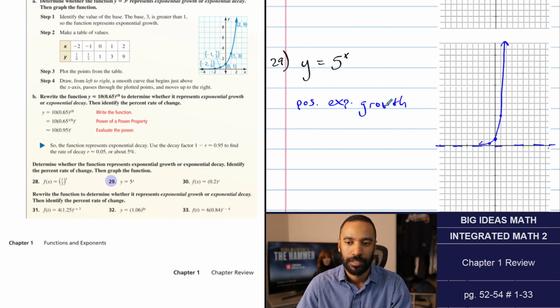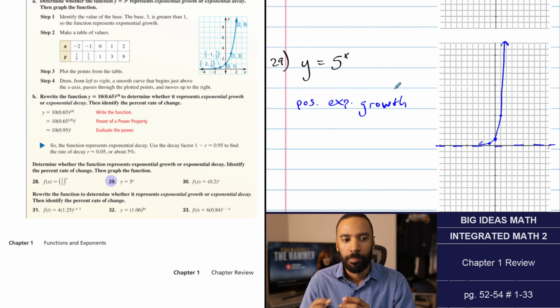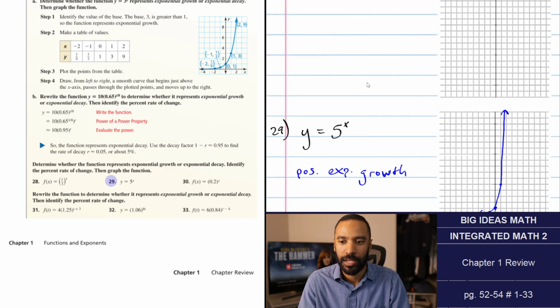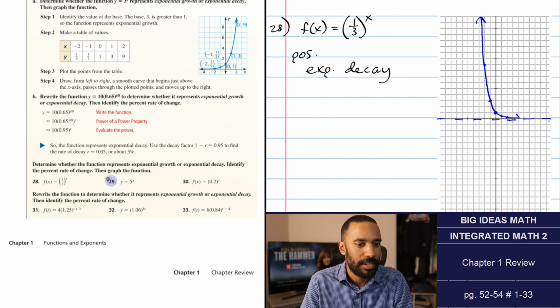They're not asking for domain and range, are they? Oh, percent rate of change. I'm sorry. Let me go back on this one really fast. On number 28, I didn't see these questions. Identify percent rate of change. 1/3. Sorry about this. 1/3 is about 0.33.